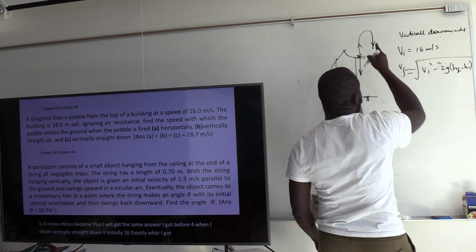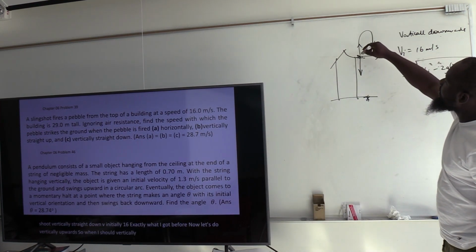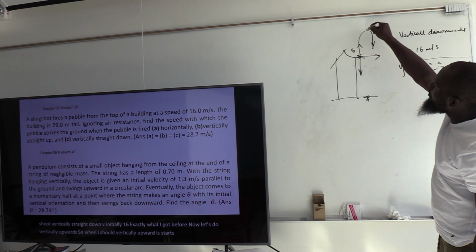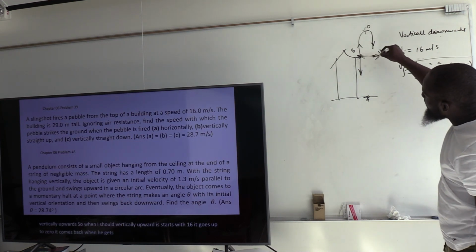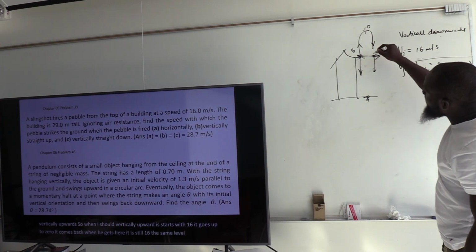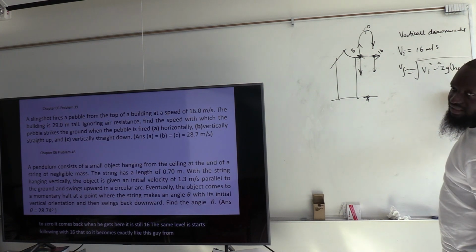Now let's do vertically upwards. So when I shoot vertically upwards, it starts with 16, it goes up to 0, it comes back. When it gets here, it is still 16, at the same level. It starts falling with 16 down. So it becomes exactly like this guy from here. So I will do the same thing, I'll get the same answer.